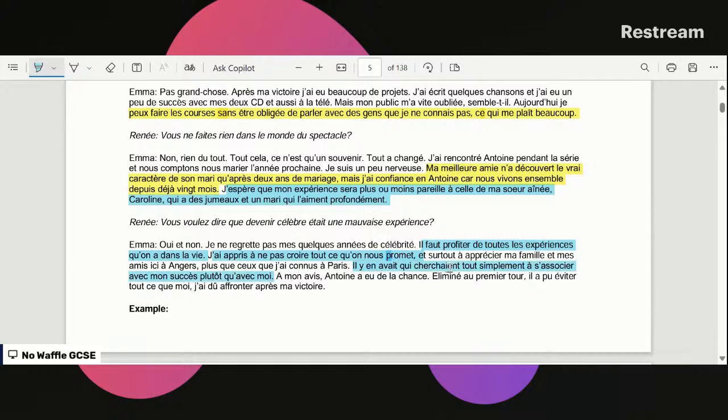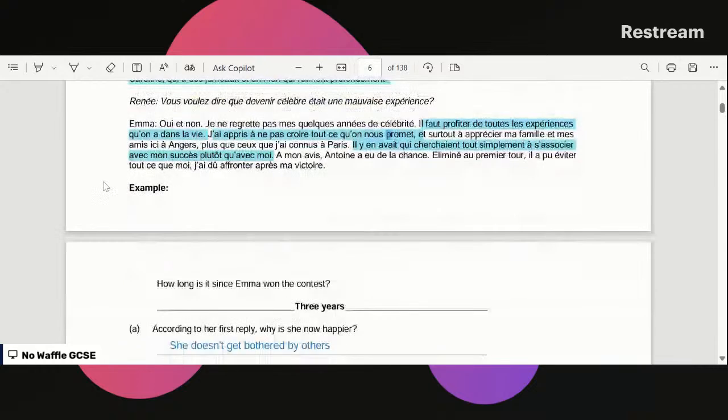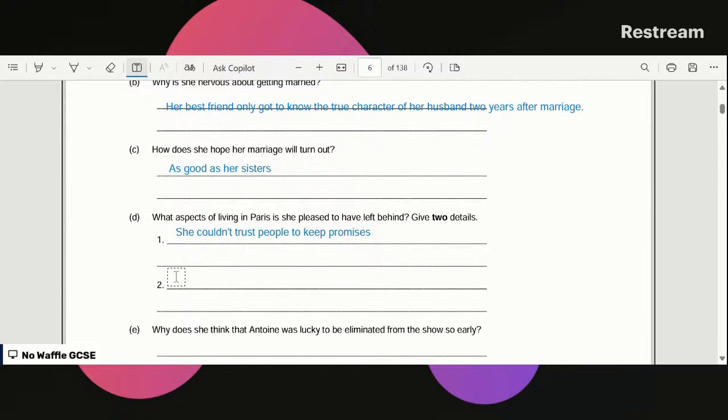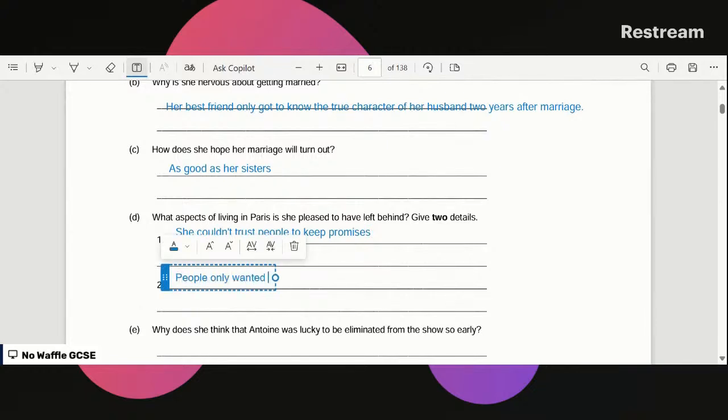Ils y ont avis qui cherchent tout simplement à associer avec mon succès plutôt qu'avec moi. So people wanted to know about her success and be with her for her success more than actually being with her. So people were kind of quite fake in that way. So she couldn't trust people to keep promises, and people only wanted to surround her because she was famous, a celebrity.